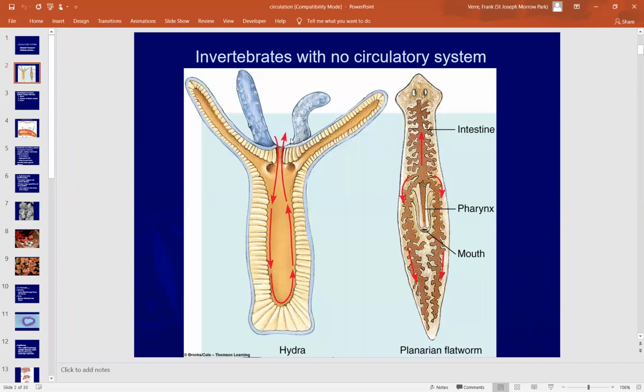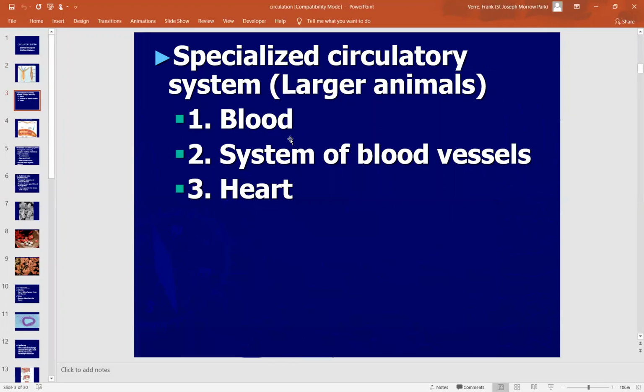But just keep in mind, not everything has a circulatory system. Some things are small enough that they can get away without having one. And I think we talked about that before. Not all animals have systems, but we are going to focus on the ones that do have systems, okay? So a circulatory system is made up of three things: blood, blood vessels, and a heart. Those are the three parts that make up a circulatory system.